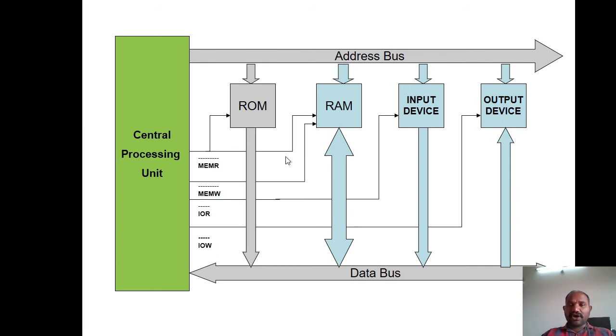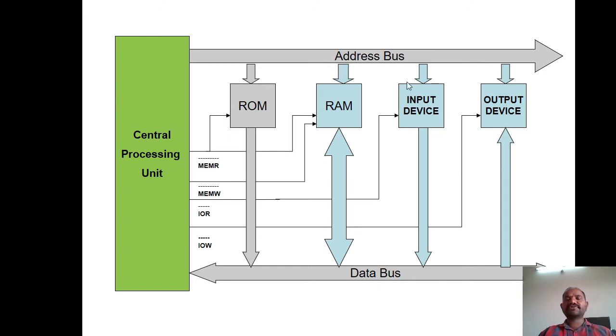So this is a basic explanation of a microcomputer. Once again, we have the central processing unit, the memory devices, which are ROM and RAM, and the input and output devices.